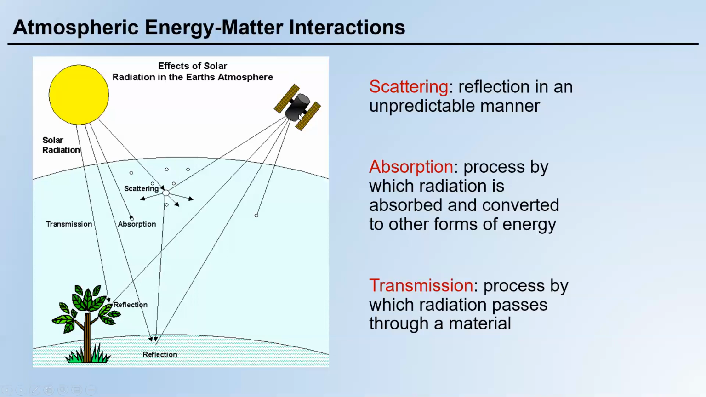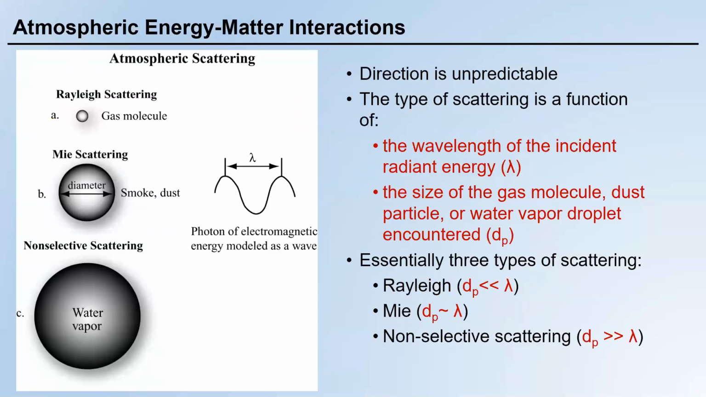So you can say it's not a very relaxed travel. If you are EMR, you go through a lot to get to the surface of the Earth and then get back to the sensor. That's why we need atmospheric correction, and it is a part of radiometric correction. So let's go through these different types of interactions. First, I want to talk about atmospheric scattering.